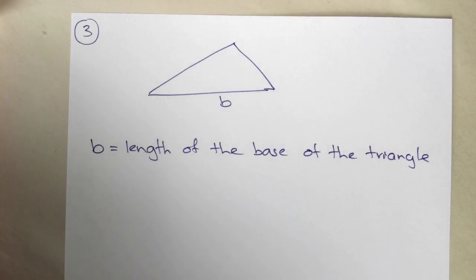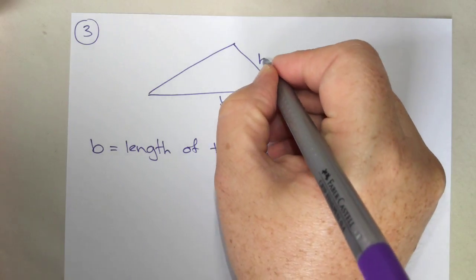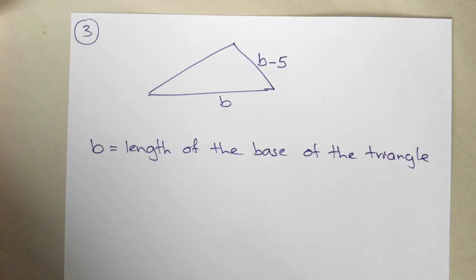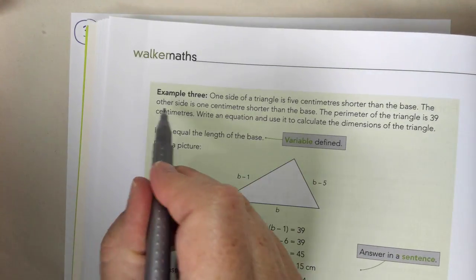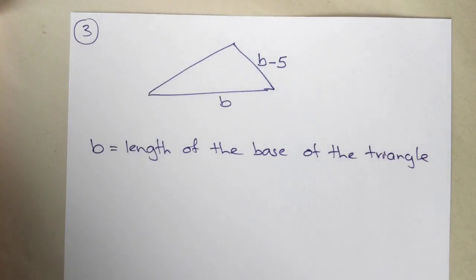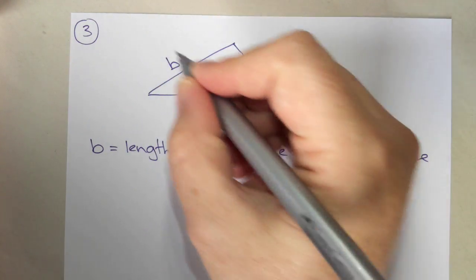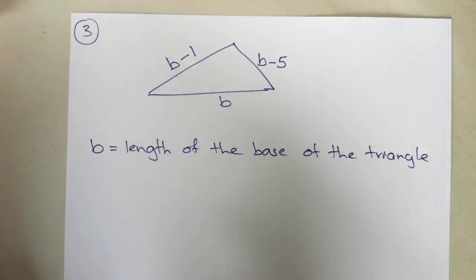And it tells me that one side is 5 centimetres shorter. So shorter means subtract. So I'm going to do the length of the base, take away 5 centimetres. Then the next piece of information says the other side is 1 centimetre shorter than the base. So I'm going to take the other side, which is 1 centimetre shorter. Shorter, I'm subtracting, so take away 1 centimetre on that side.